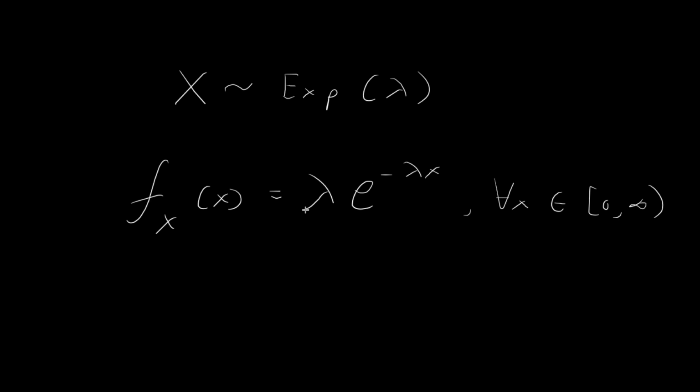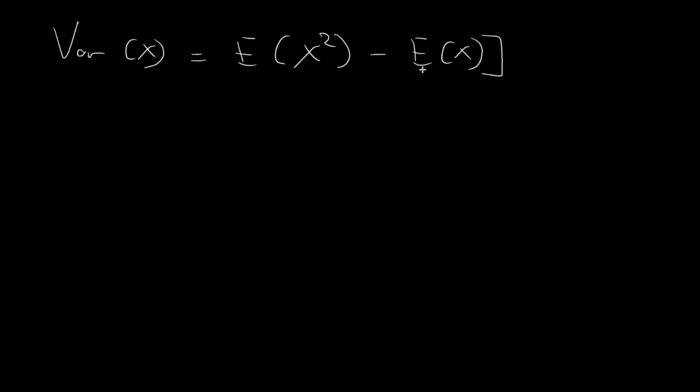Continuing with where we left off in the last video, in this video we'll find the variance of the random variable x that follows the exponential distribution. So to find the variance of the random variable x, this is equal to the expected value of the square of x minus the expected value of x squared. And in the last video we found that this value is just equal to 1 over lambda.